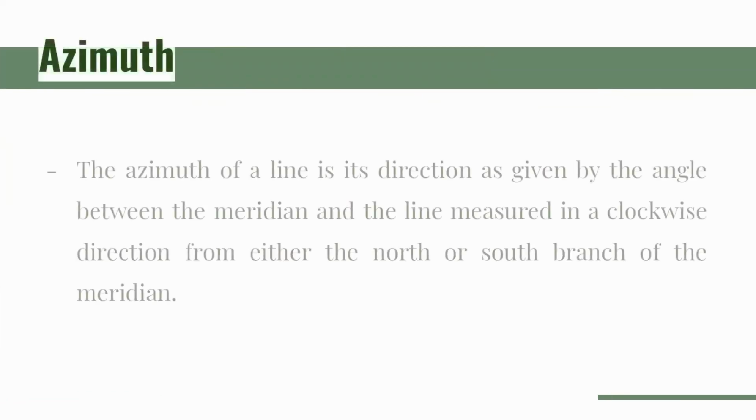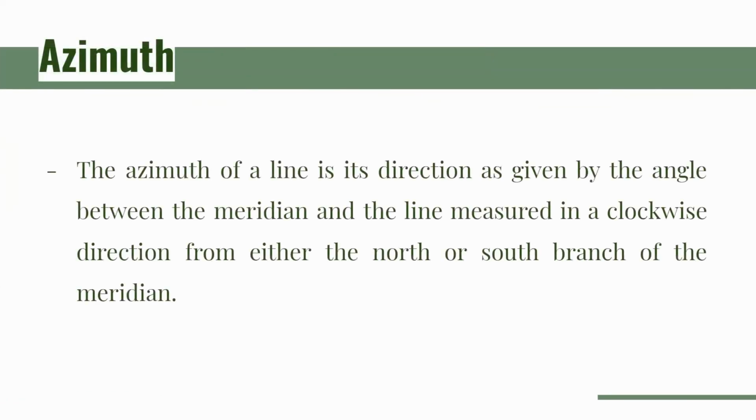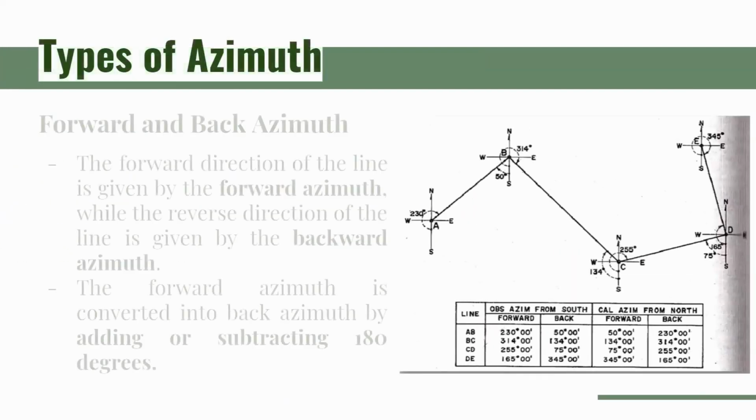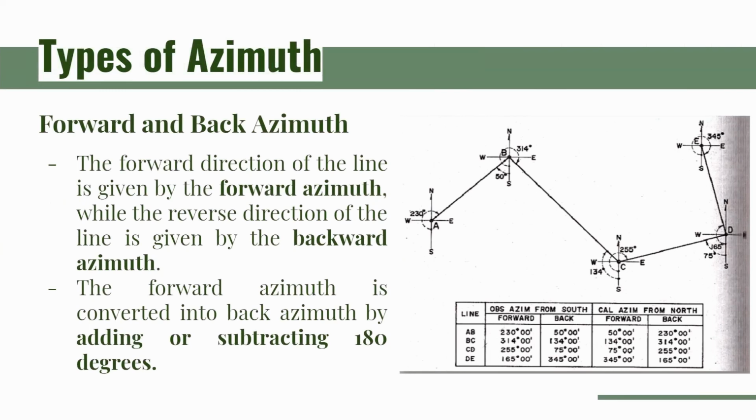Next, we define what is azimuth. The azimuth of a line is its direction as given by the angle between the meridian and the line measured in a clockwise direction from either the north or the south branch of the meridian. The same with bearing, there are also two types of azimuth, the forward and back azimuth. The forward direction of the line is given by the forward azimuth, while the reverse direction of the line is given by the backward azimuth. The forward azimuth is converted into back azimuth by adding or subtracting 180 degrees.